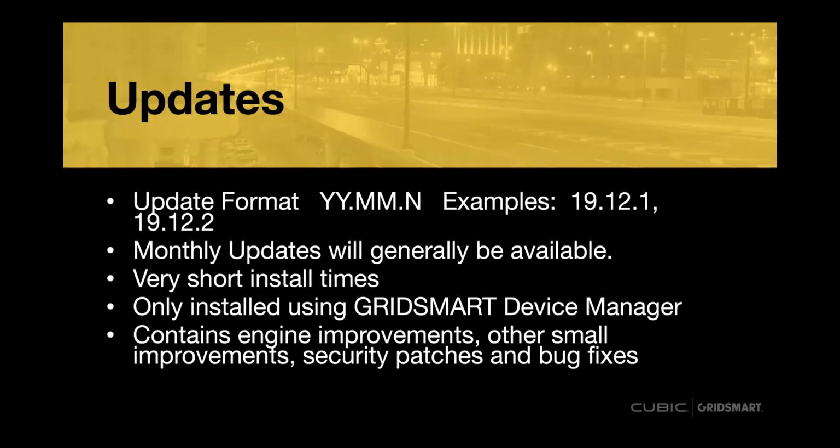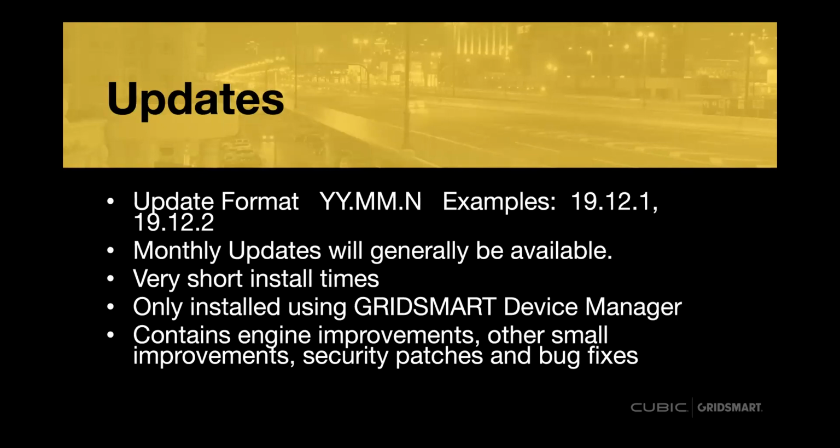Okay, the other type of distributions we'll have are what we refer to as updates. The format will be the year and the month of the release, followed by a number. And you can see the examples listed there: 19.12.1, 19.12.2, etc. Monthly updates will generally be available. And just a note on the cadence of our releases, we're going to be releasing software more frequently than we have in the past.